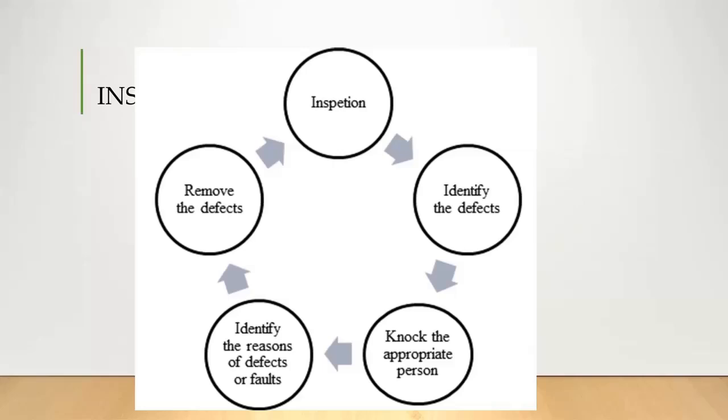So identification of the reason of defects or faults. You have to identify for what purpose it is coming, from which machine it is coming, and how to rectify such kind of defects. So that is there in the inspection loop. And after identifying the reason of such defects, the removal of the defects can come here.